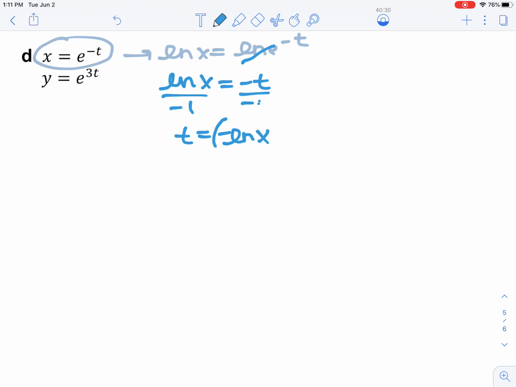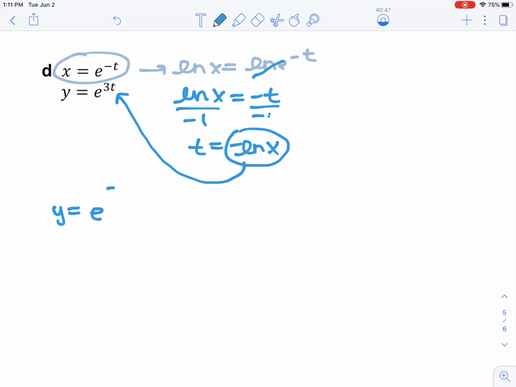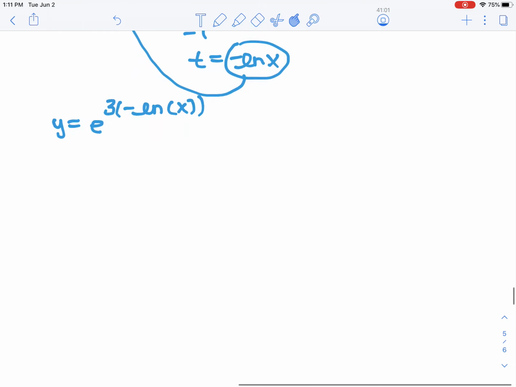Okay, so I have my parameter t expressed in terms of one of my rectangular variables, and now I can plug that into my other equation. So we'll see that y is equal to e to the 3 times negative natural log of x. And here we have an opportunity to practice some logarithmic properties as well as properties of exponents. So I'm going to write this exponent as y equals e to the negative 3 natural log of x.